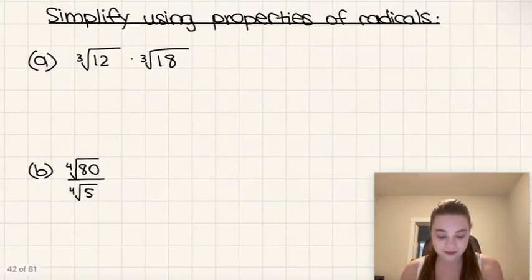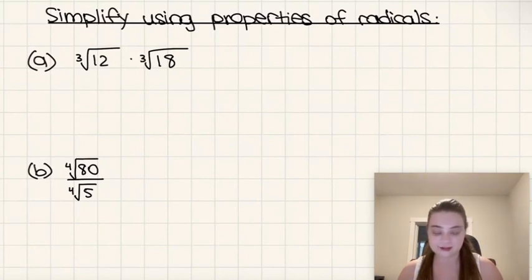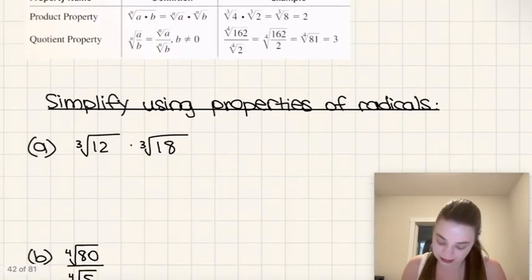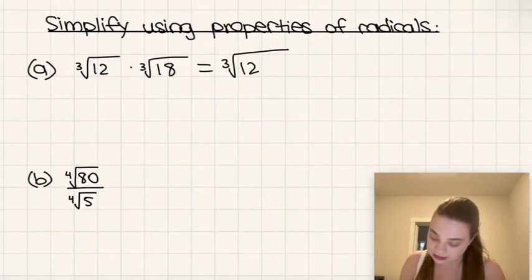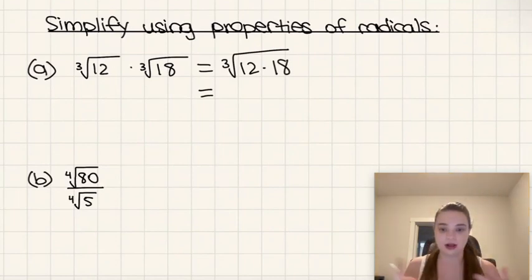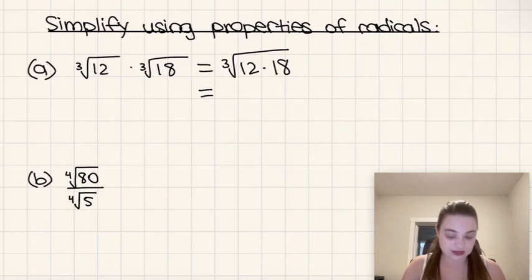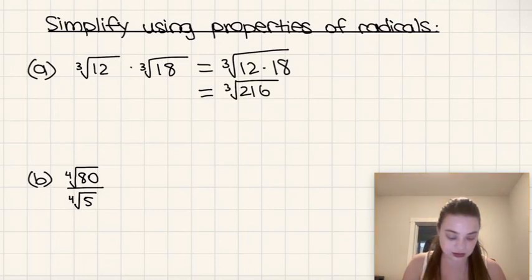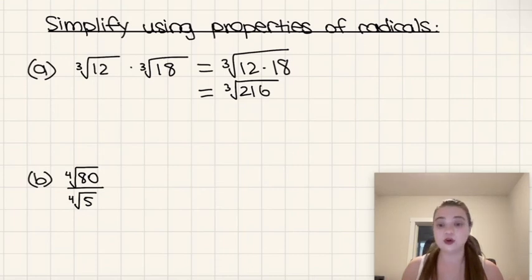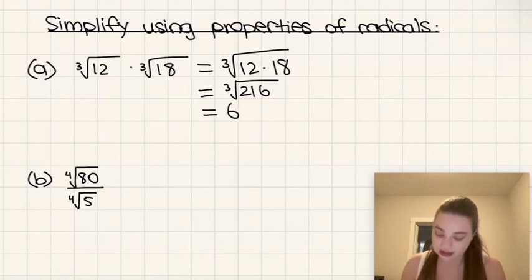Here they would like to know what is the cube root of 12 times the cube root of 18? Well, based on this first property here, this would tell us that this is the same thing as putting them together. This is the same thing as taking the cube root of 12 times 18, like that. So we're putting it all under one radical sign. 12 times 18 is 216. So this is the same as taking the cube root of 216. And then the cube root of 216 is 6. And so our final answer is 6.